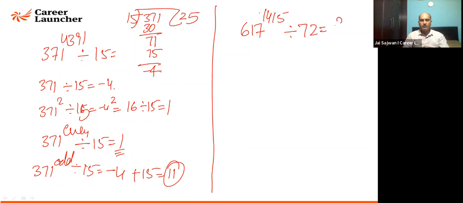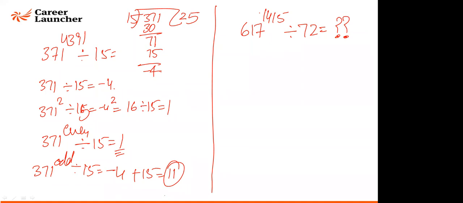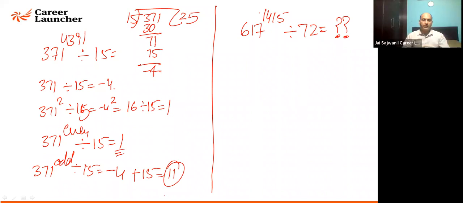Divided by 72. I think I will be waiting till the end. What is the remainder when 617 to the power of 1415 is divided by 72? And I expect all of you to come up with the correct answers. Come on. 72 is not a prime number, I'm sure you are aware of.